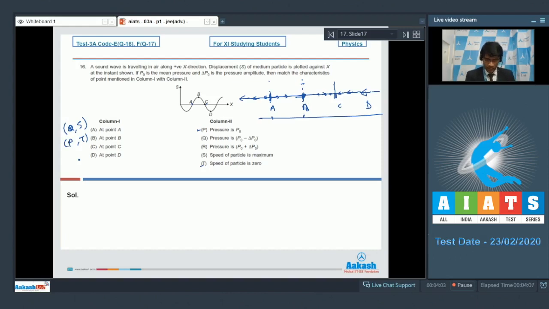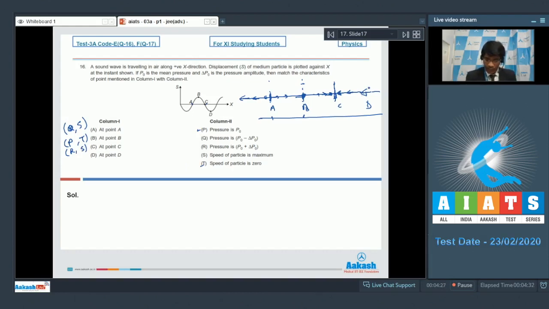Point C, well, I just mentioned the speed here will be maximum, but the pressure will also be maximum. Maximum in the sense it will have the maximum positive shift from the average value. So R will be the correct match for this one, and S, that is the speed of the particle is maximum, will be the correct match here.